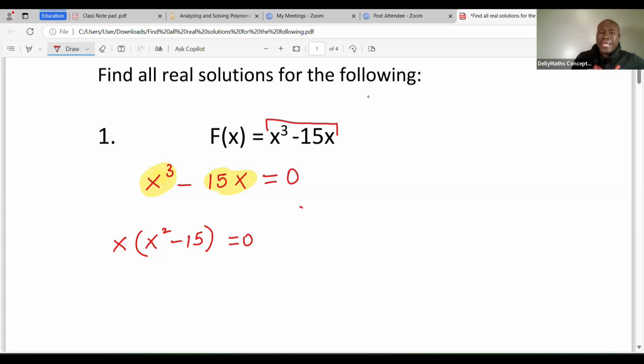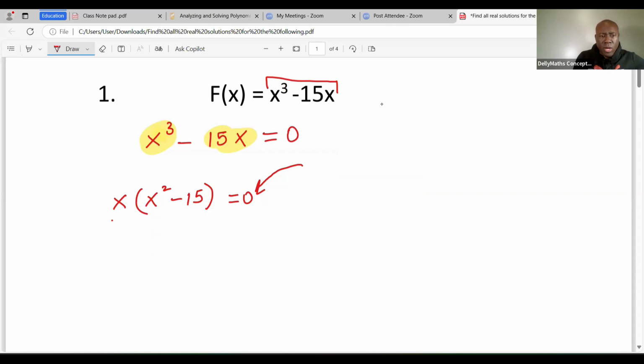Now, because two things multiply to give a 0, we will be applying the zero product rule. What is the zero product rule? The zero product rule suggests that if two or more things multiply and the result is a 0, then we could say all of them are 0 or one of them is a 0. So right now, we're going to split this. We're going to say it's either x that is a 0, or else x squared minus 15 is equal to 0.